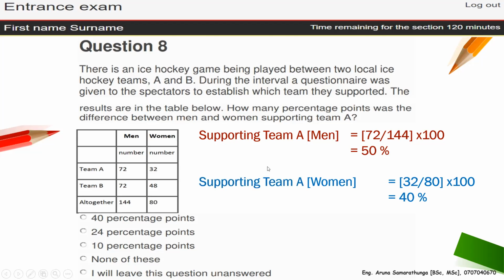And likewise, you can do the same thing for the women supporting team A. Out of 80 women, this is the number of women who watched this game between A and B, 32 women support team A. So that is going to become 40%.